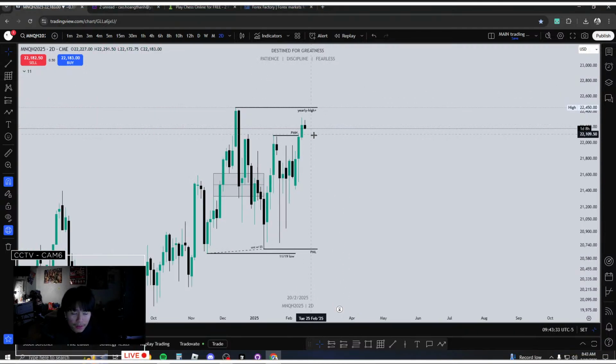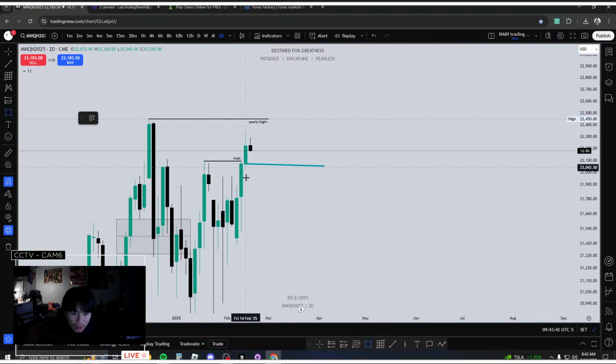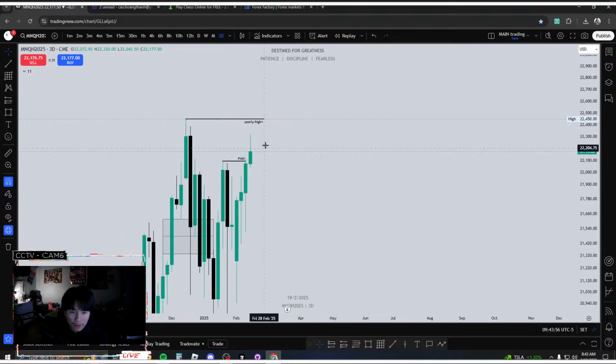On the 2-day time frame, with the way that we close on this 2-day candle, what can I anticipate? I can anticipate for us to treat this 2-day fair value gap as a breakaway gap. So I don't want to see us take out the 2-day low. I want to see us take out the 2-day high. And let's see if we close on the 3-day candle. Not yet, we're going to close in 7 hours or so.